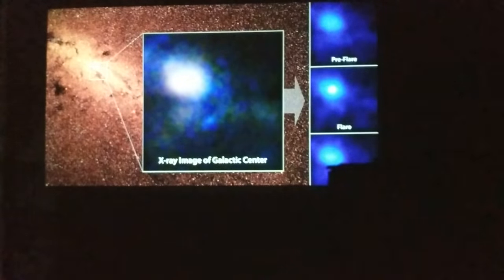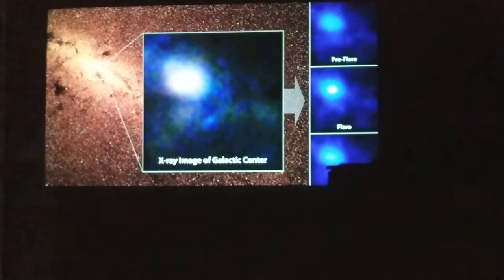So if we want to know what is down deep in the heart of the center of the galaxy, we have to go to longer wavelengths. We have to go to infrared and radio frequencies, because those are the wavelengths that allow us to see through the gas and dust.